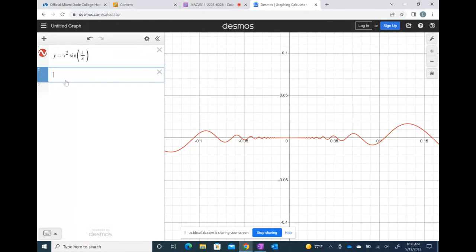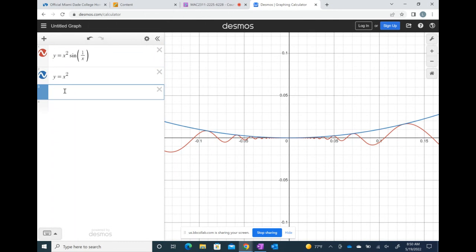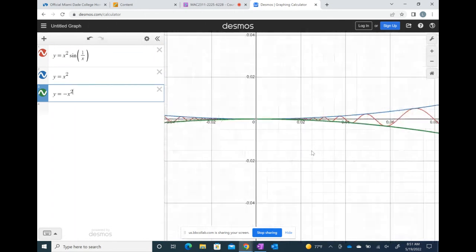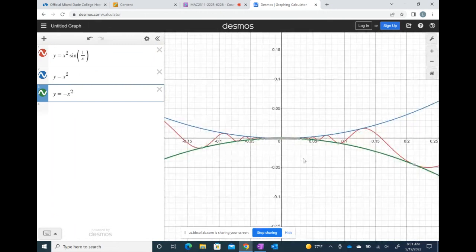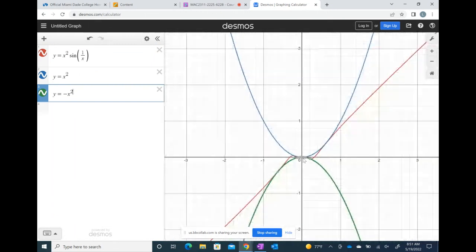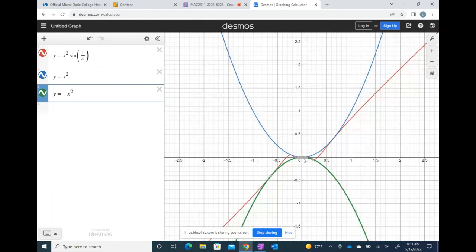Of course, if you already have the graph, then you can tell what's happening. But even if you have your doubts, let's find the functions that we found. So we found y equals x squared, and then y equals negative x squared. And the choice of colors is actually the same. Let me zoom out a little bit. So we have our blue function, that's x squared. We have our green function, that's negative x squared. And the red function is the function that we are interested in.